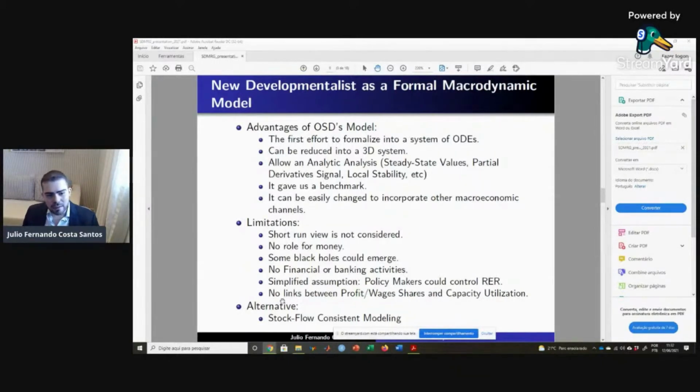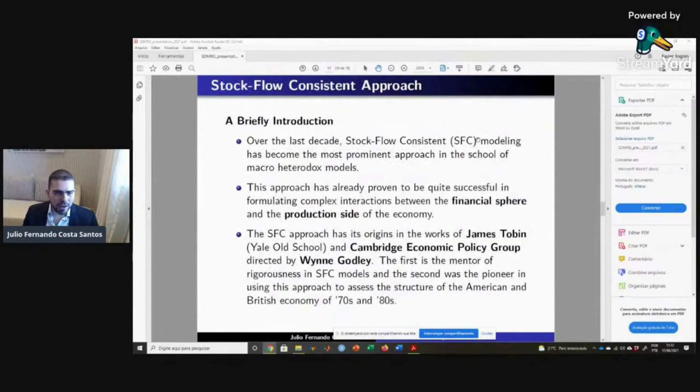There is no link between profit and wage shares and capacity utilization. This is important because if you are saying that changing the profit and wage shares is going to increase the propensity to save, we also have an impact on capacity utilization, which is considered in the first version of the paper, and we can't put this in a stock and flow consistent version. So this alternative view is to create a stock and flow consistent model, right?